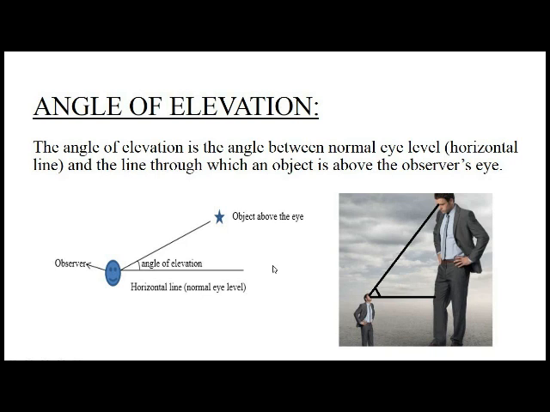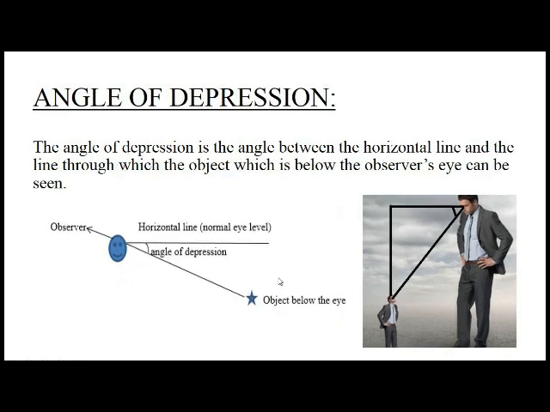Now, the angle of depression is the angle between the horizontal line and the line through which an object below the observer's eye can be seen. Now, look at the horizontal line. This is the observer. This is the horizontal line, at the eye level of the observer. Then it's looking down to what? To the object, which is the star. So the angle of depression is formed at this angle.